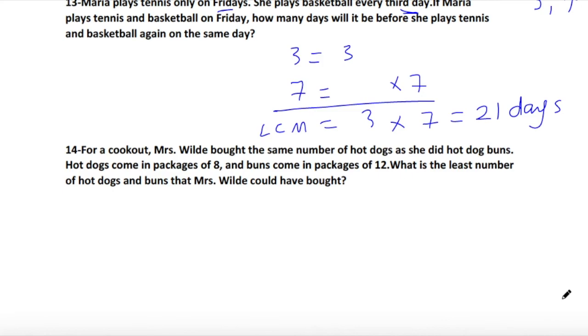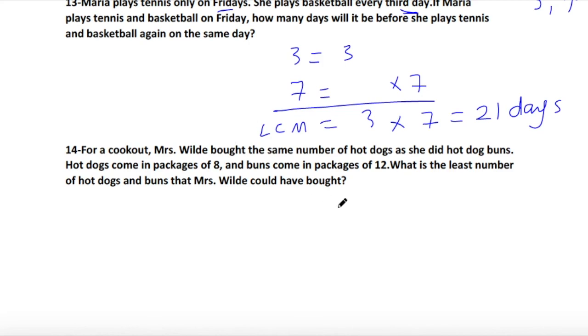The last question. For a cookout, Mrs. Wild bought the same number of hot dogs as she did hot dog buns. Hot dogs come in packages of 8 and buns come in packages of 12. What is the least number of hot dogs and buns that Mrs. Wild could have bought?